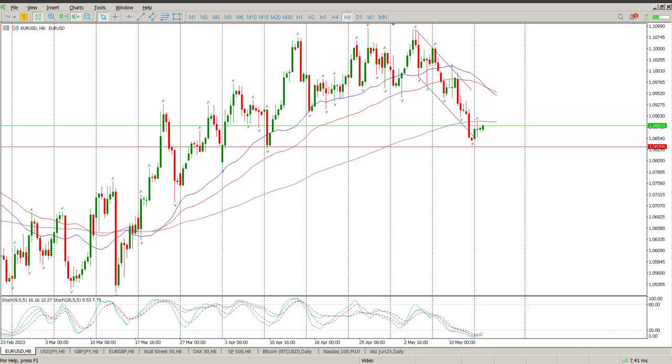Starting off with Euro USD as usual, and we're still at the bottom of the channel. Nothing really happened yesterday. You can see pretty much a range bar that formed. We do have this target area to the downside, which is 108356. Obviously, we're looking for opportunities from higher up.